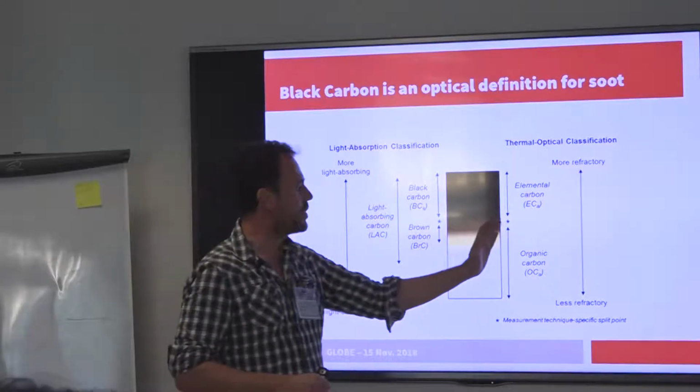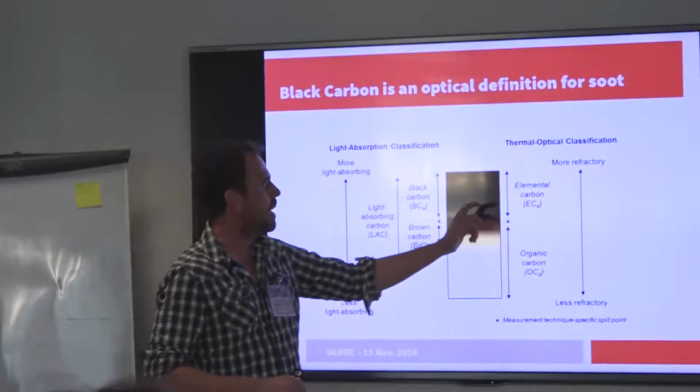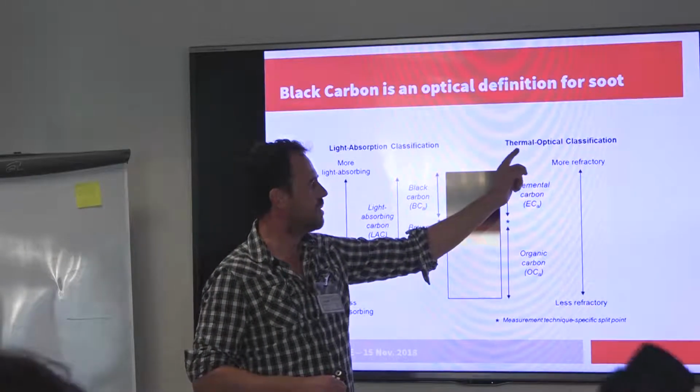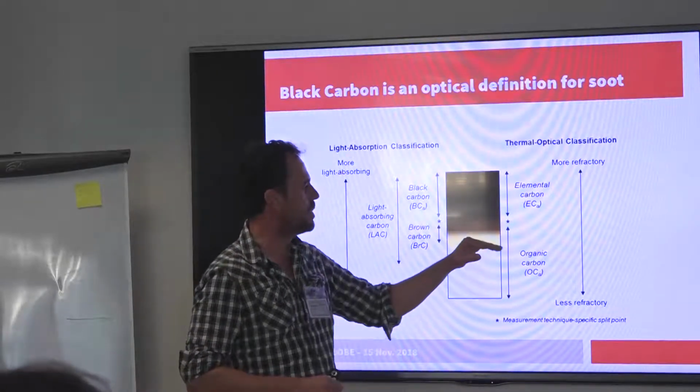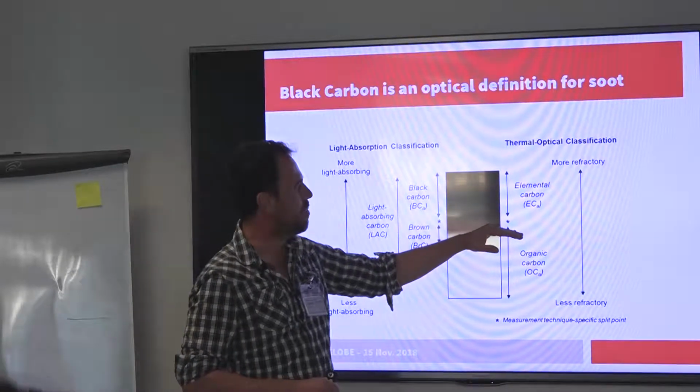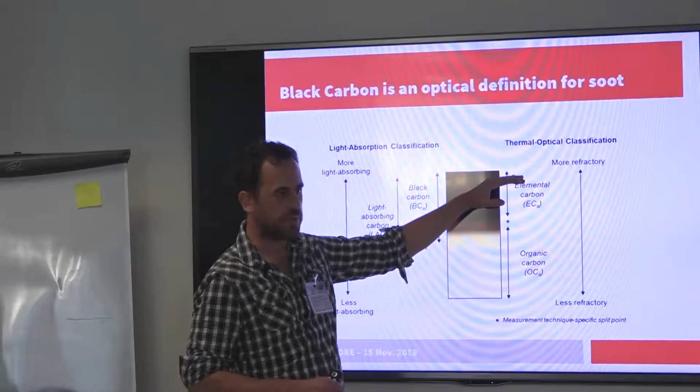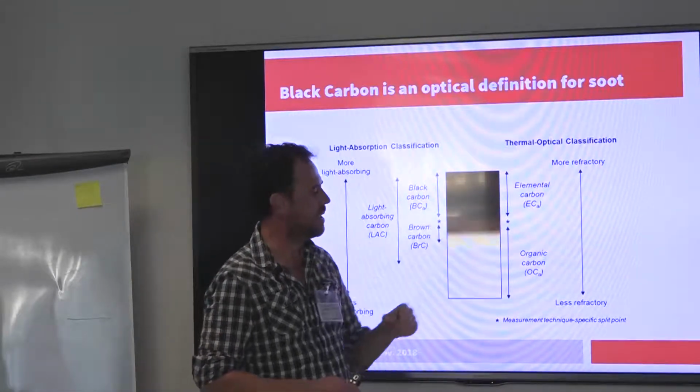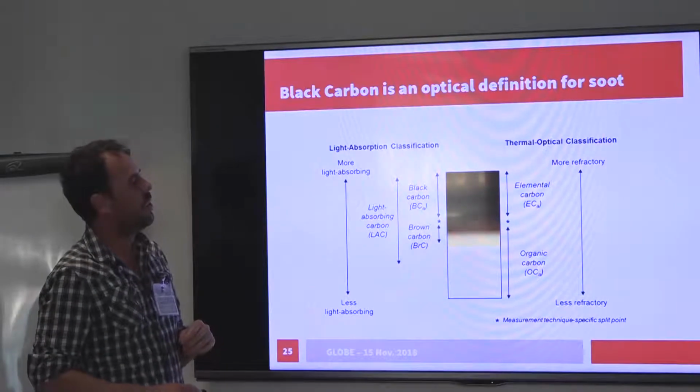There are other definitions of this parameter, and we use the thermal optical classification, which means black carbon is the more refractory part of the aerosol. I will talk about this because we use this method in the laboratory.